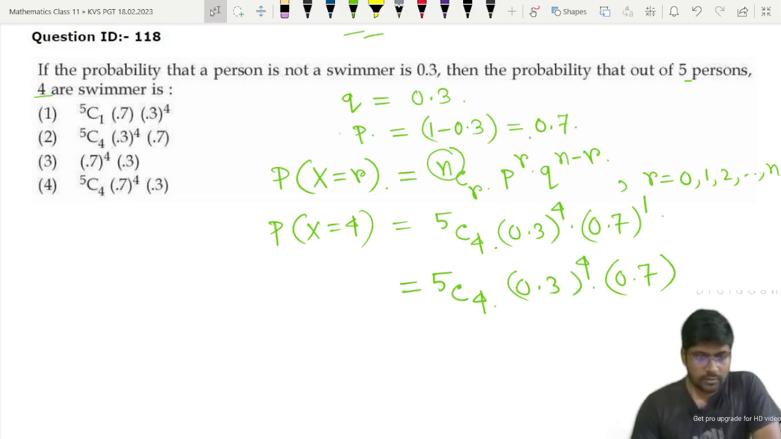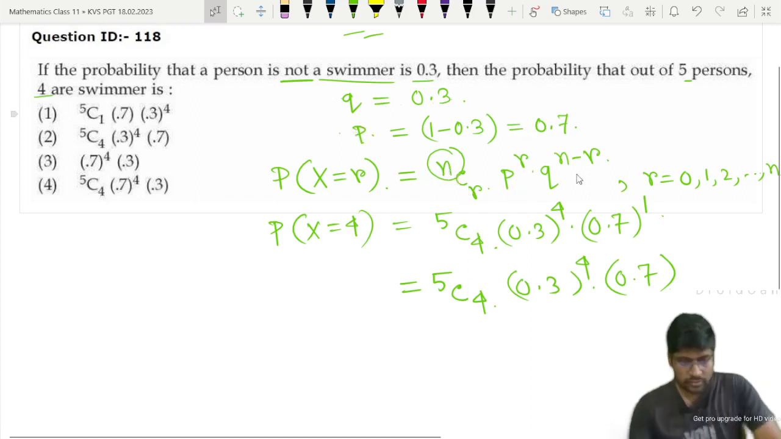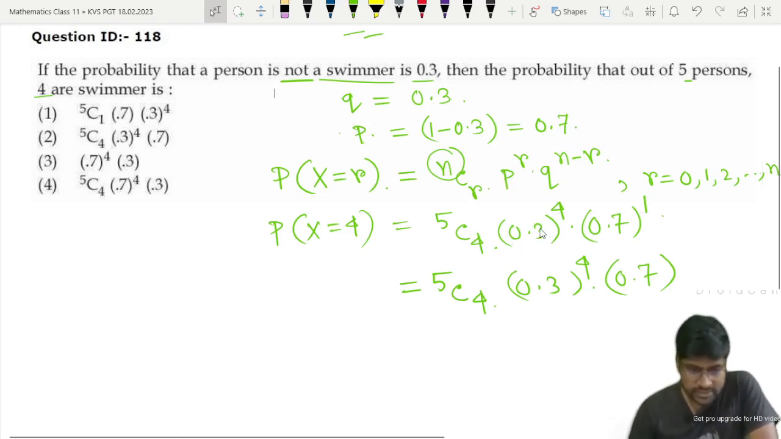So I think you have understood where I made the mistake. They have told here not a swimmer. The probability of not a swimmer is 0.3, that is the failure, so Q is equal to 0.3. The probability of failure. And the probability of success, P, is equal to 0.7. Up to this it is okay, but the value of P, which is 0.3, I have to replace by 0.7.